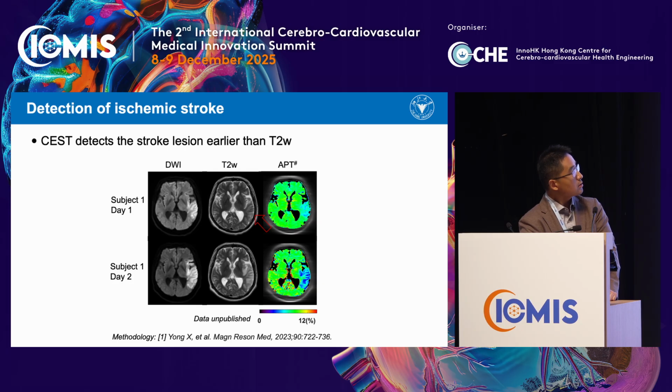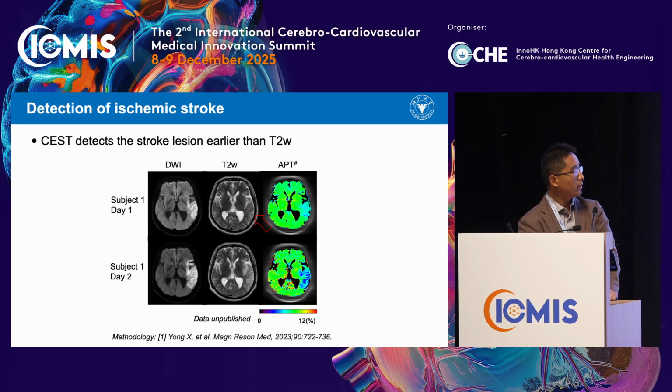We can clearly see this lesion on diffusion-weighted image, but you don't really see that on the T2-weighted image, or at least it's extremely hard to see that unless you are extremely experienced. But we clearly see a pH decrease or pH-related lesion in the CEST image.